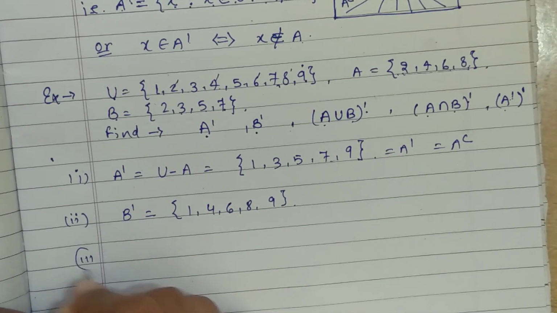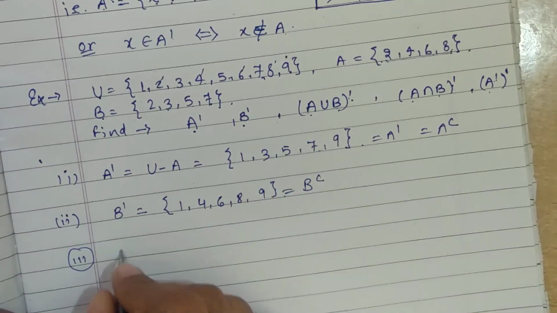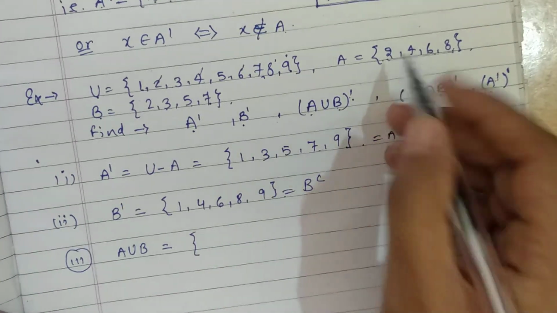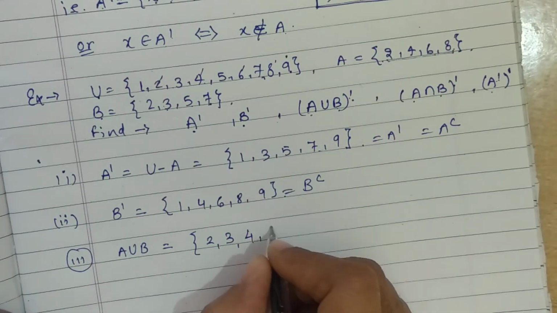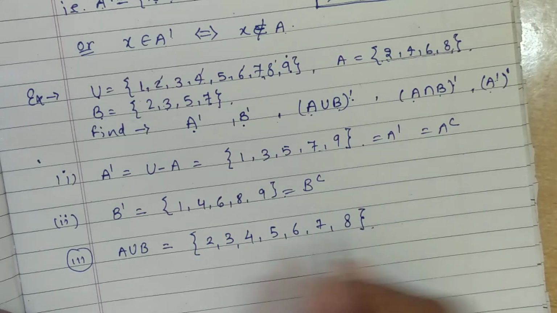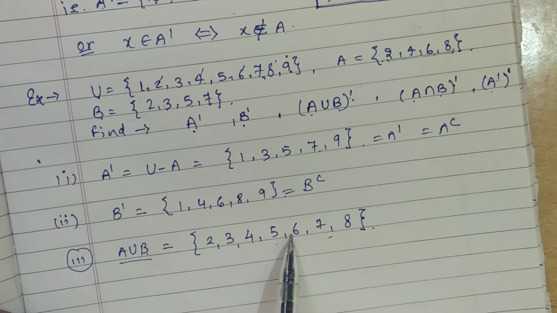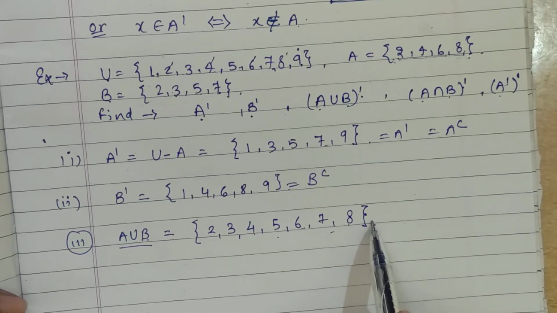Now the third is A union B complement. So first we find A union B. A union B means 2, 3, 4, 5, 6, 7 and 8. So this shows that A union B means all the elements of A and all the elements of B, with none remaining. See, 2, 3, 5, 7 and 2, 4, 6, 8. So all the elements of A came, all the elements of B came. It means it is A union B.